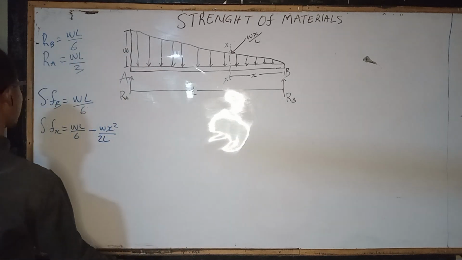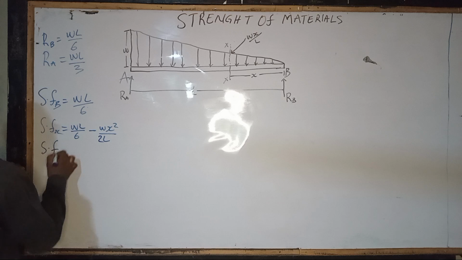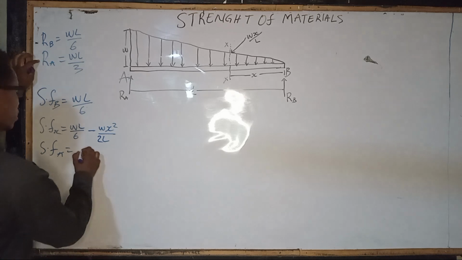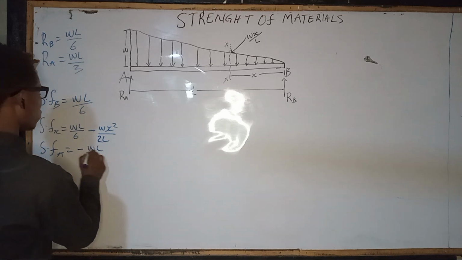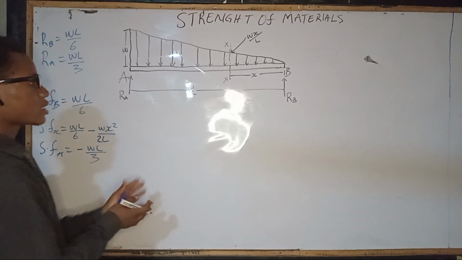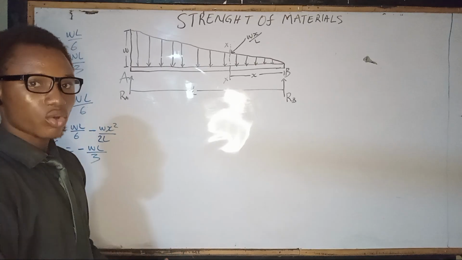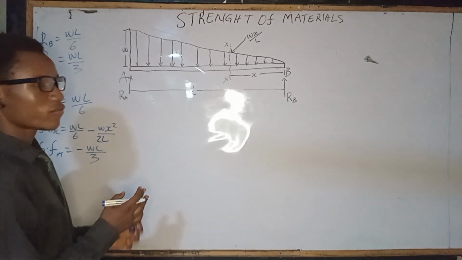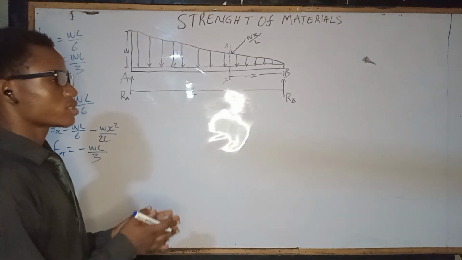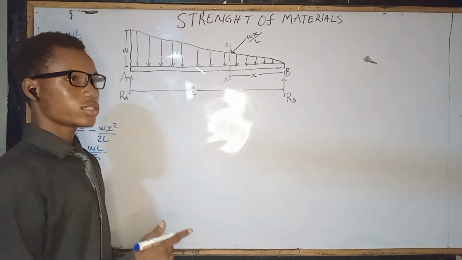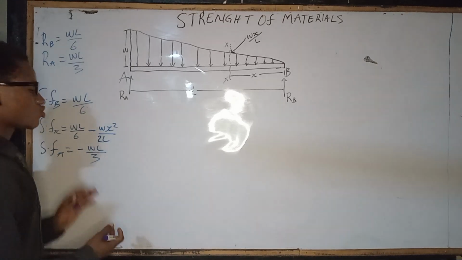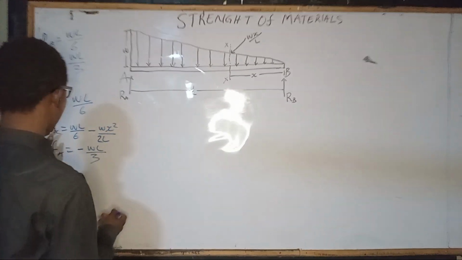So now our shearing force at A would also be the reaction at A, but it will be negative. So it will be minus WL over 3 in kilonewton as usual. So now we know that in this diagram the bending moment is going to be a cubic curve. So then we are going to need to find the highest point in the cubic curve. We know that the highest point in the bending moment is usually the point whereby the shearing force is equal to 0. So now if the shearing force at x is equal to 0, what will be the value of x?